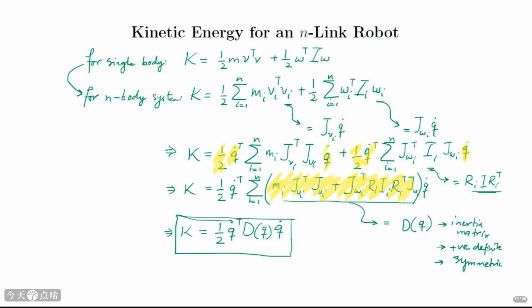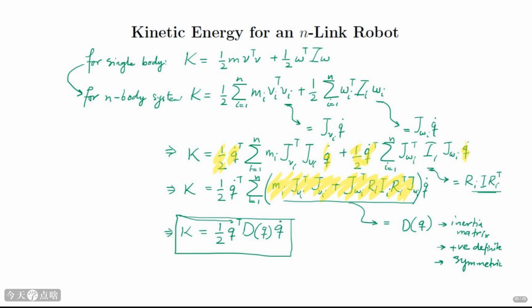For an n-link robot, the total kinetic energy is the sum of the kinetic energies of all n links. Each link's kinetic energy is the sum of its translational and rotational kinetic energy. The velocity of the center of mass of link i depends on the joint velocities and the robot's geometry. The angular velocity of link i depends on the joint velocities and the link's own geometry.